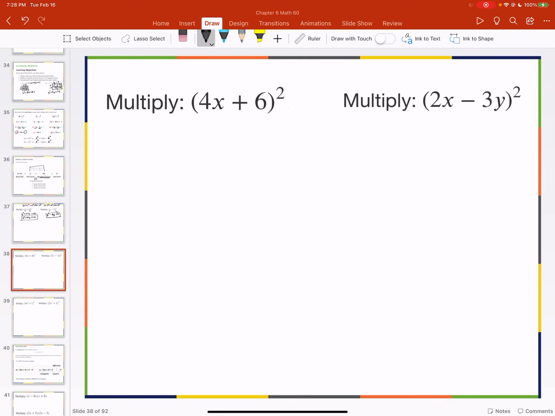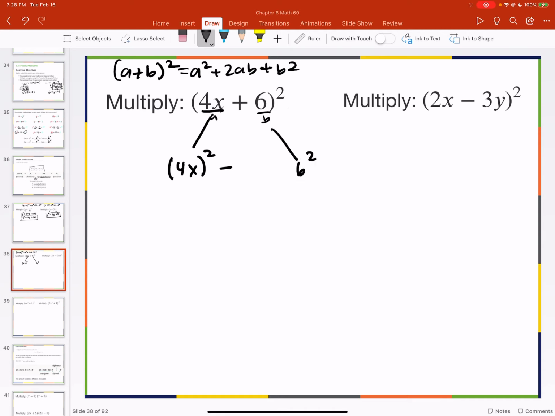Let's try this again. So a squared plus 2ab plus b squared is, at some point you kind of memorize them. So first term squared, so I'll just do this. So this is a and this is b. So a is 4x, so it's 4x squared. Then the last term is going to be 6 squared. And the middle term is going to be 2 times the product. So 2 times 4x times 6. Sorry, it looks a little crooked there. But then your final answer is 16x squared plus 48x plus 36.